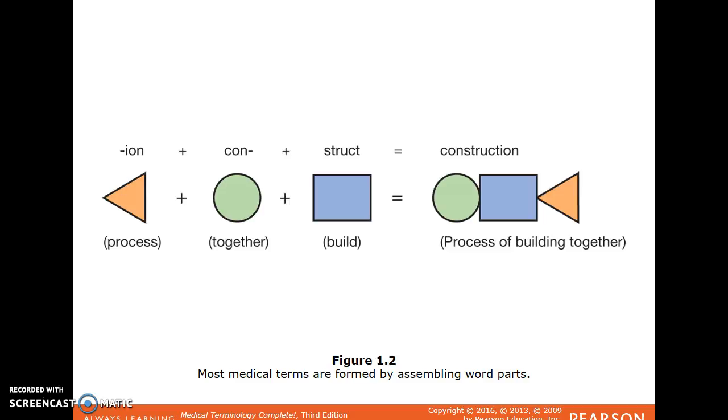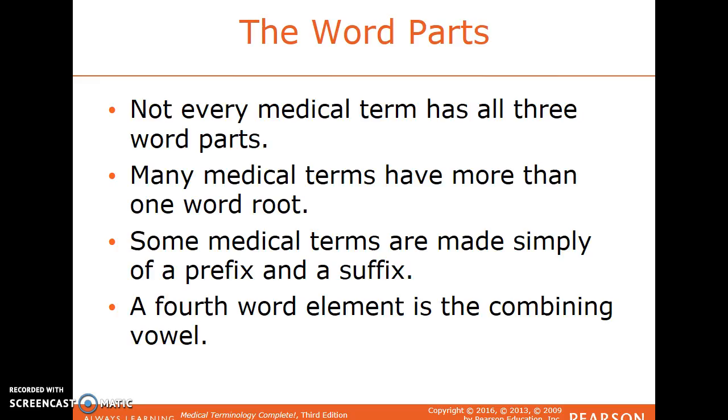So here you go. Ion means process, plus con, meaning together, plus struct, meaning to build, equals the word construction when you put them in the right order. The prefix has to go first, the word root in the middle, the suffix at the end. Not every medical term has all three parts.